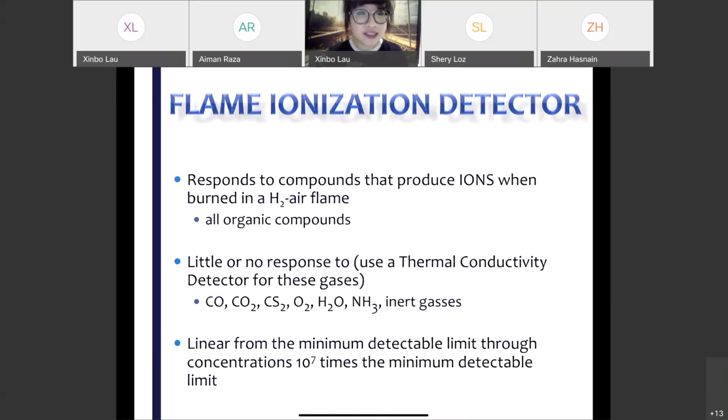So for the detector, depending on where your sample is and what your target is, you choose the appropriate detector. Of course, FID is good for analyzing organic compounds. Okay, so that's what it's good for.